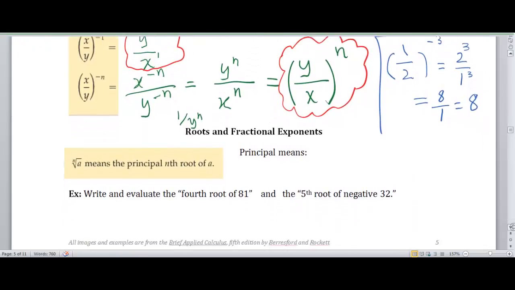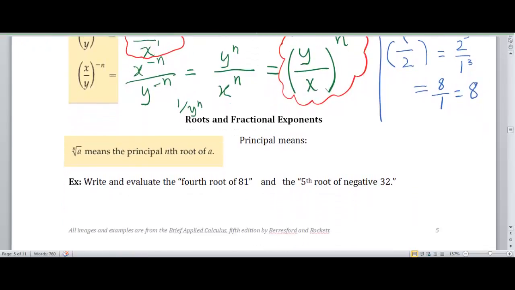Alright, let's go to roots. So if I say here the nth root of a, the nth root of a actually means the principal nth root of a. Principal here means positive.